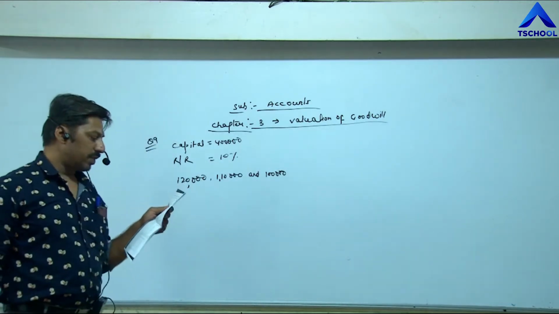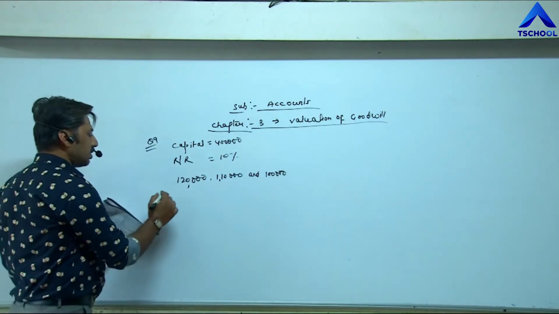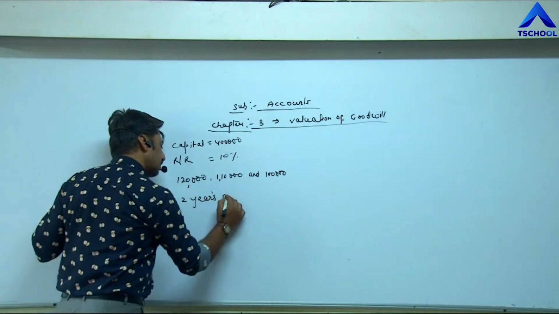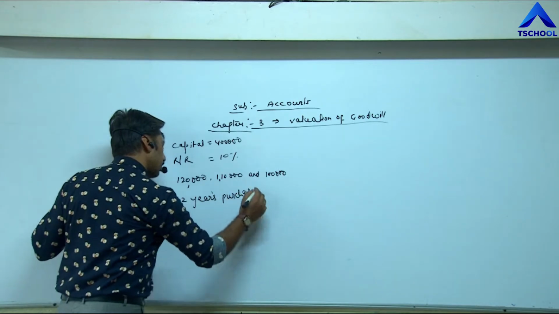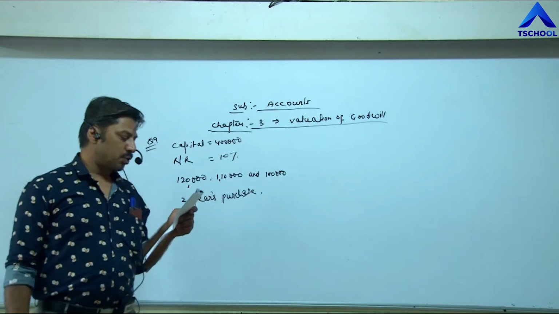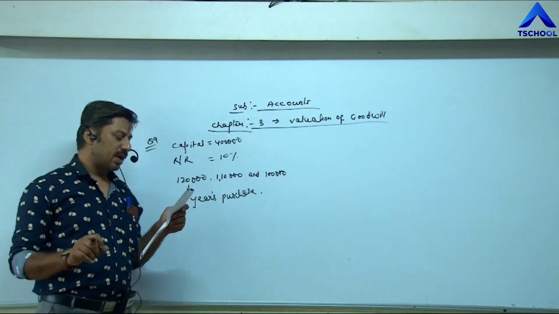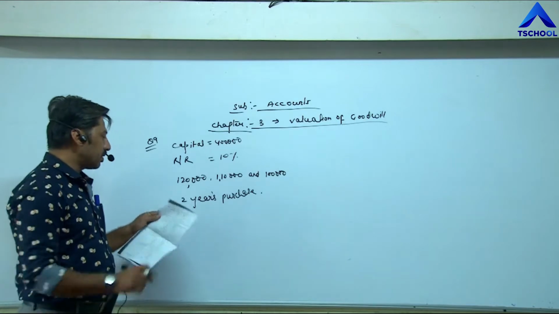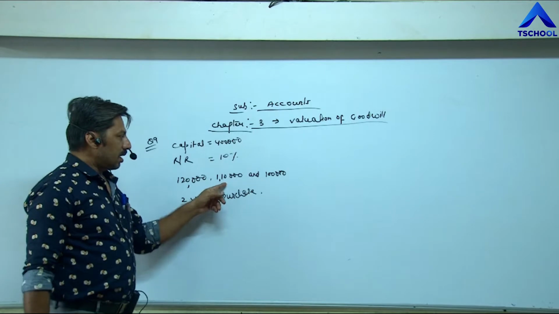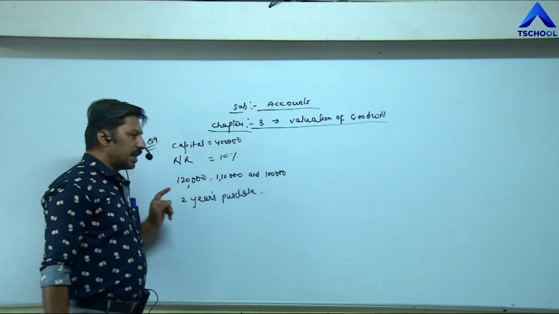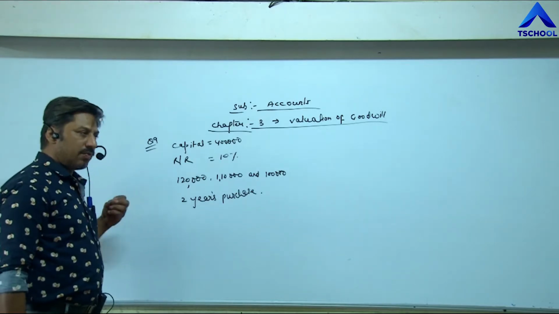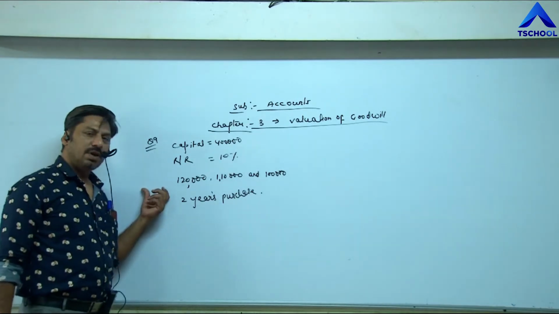Compute the value of goodwill 2 times. Here 2 times means 2 year purchase. So 2 year purchase is given. Compute the value of goodwill 2 times of super profit on the basis of weighted average profit. Why weighted average profit method? Because here profit is given 1,20,000, then 1,10,000 and then 1 lakh. Means it shows a decreasing trend. So either it is showing increasing trend or decreasing trend, we know that we have to apply weighted average profit method.